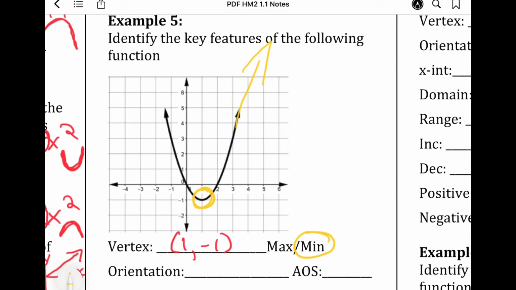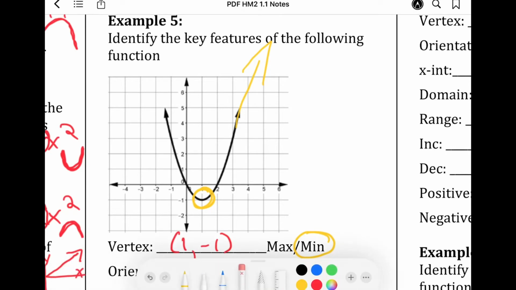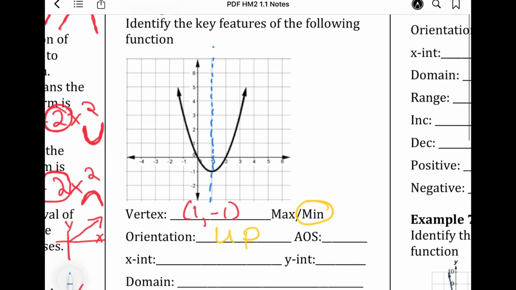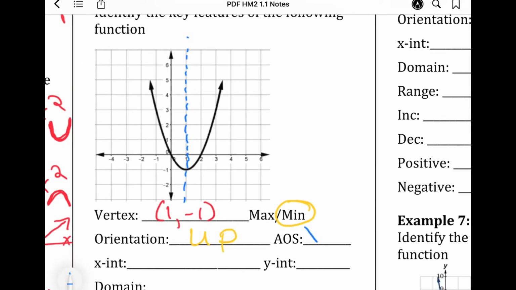Orientation. Is it opening up or is it opening down? It's opening up. Now if we wanted to cut this graph in half, I want it to be symmetric. I want both sides to equal each other. That line would go through right here, right through that vertex. So how do I show this line of symmetry? I say x equals the x value it goes through, 1.